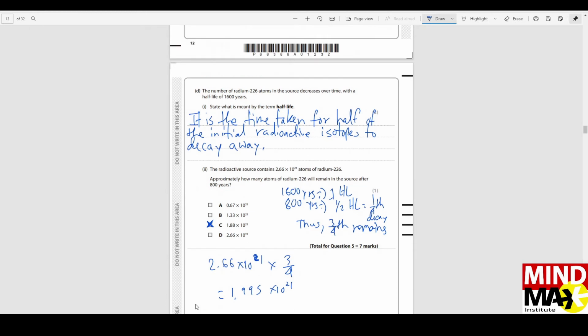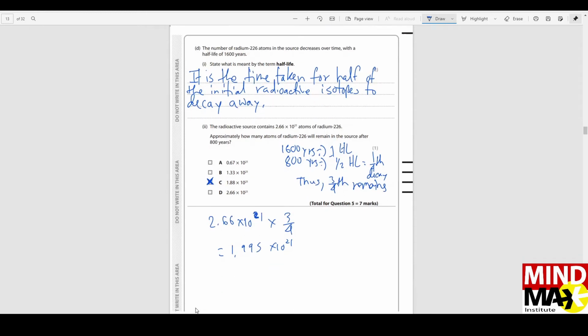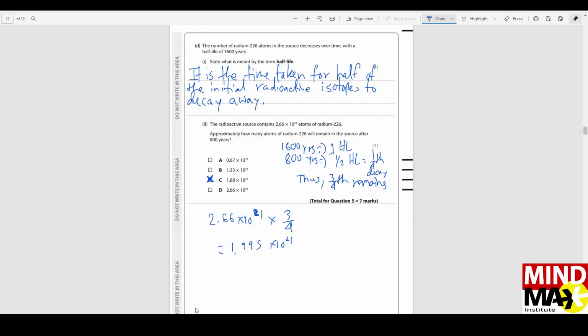Then half-life, it's the time taken for half of the initial radioactive isotopes to decay away. Pretty easy definition. And here they're saying the half-life is 1600 years. That's mentioned in the question. And they're asking how many atoms you are expecting to remain after 800 years.